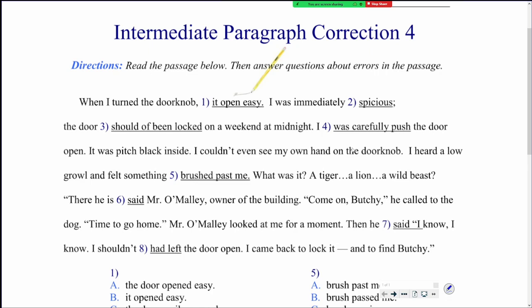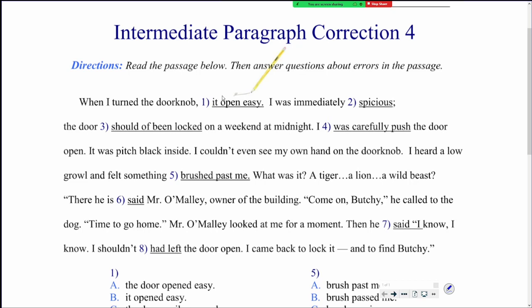There he is, said Mr. O'Malley, owner of the building. Come on, Butchie, he called to the dog. Time to go home. Mr. O'Malley looked at me for a moment. Then he said, I know. I shouldn't have left the door open. I came back to lock it and to find Butchie.